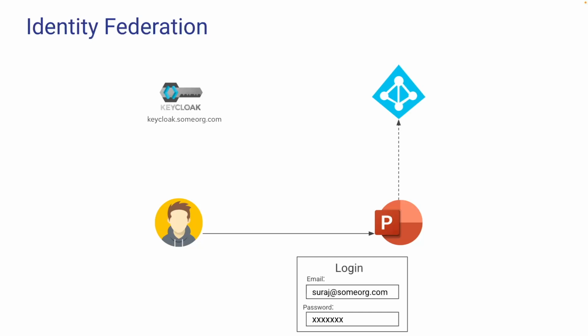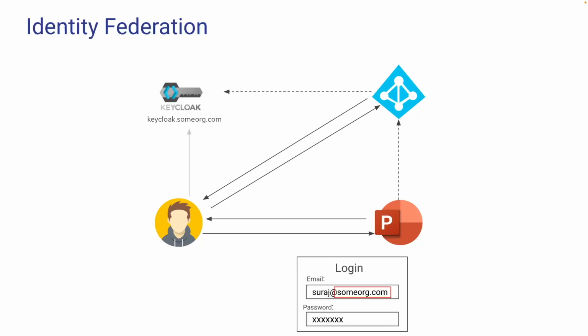Since PowerPoint has a trust relationship with Entra ID, the user's login request is redirected there. At this point, Entra ID cannot authenticate the user directly because it's not a Microsoft account, and their identity does not exist within Entra ID. But by examining the email domain, Entra ID can determine the user's identity provider. Since a trust relationship has already been established between Entra ID and the organization's identity provider, Keycloak, the user is redirected to Keycloak for authentication. Keycloak then verifies the user's credentials and issues a token, let's call it T1.